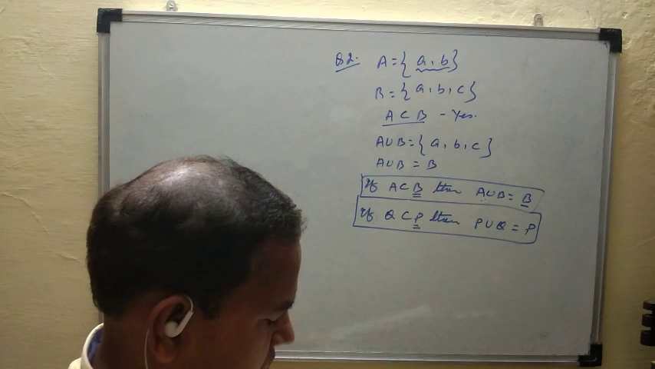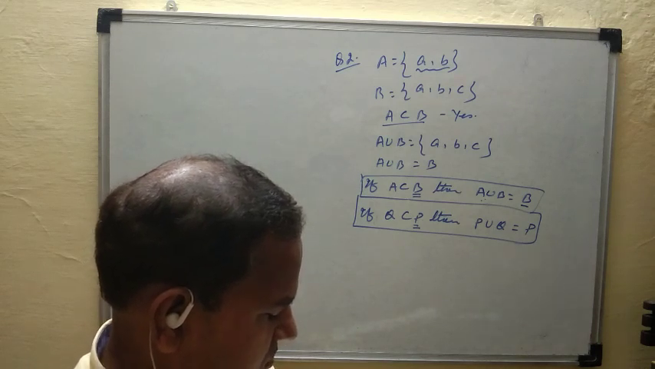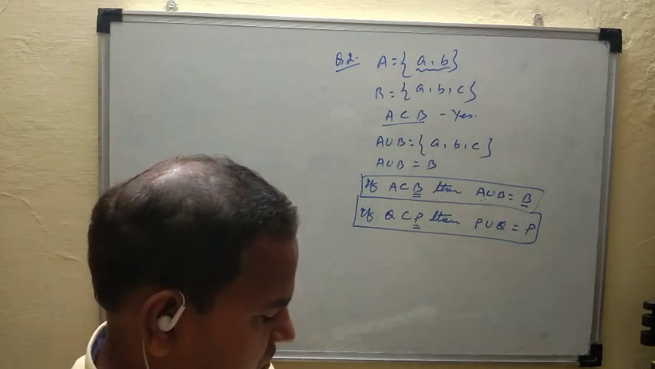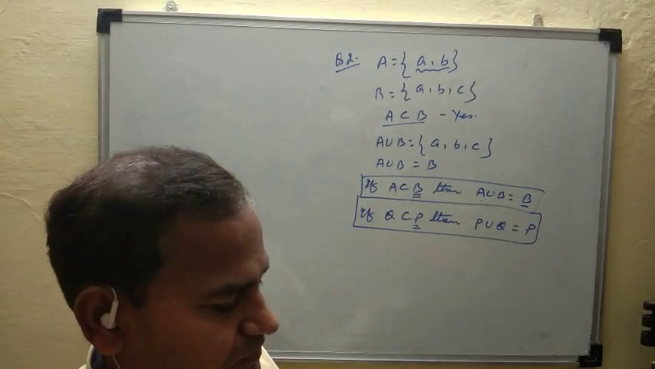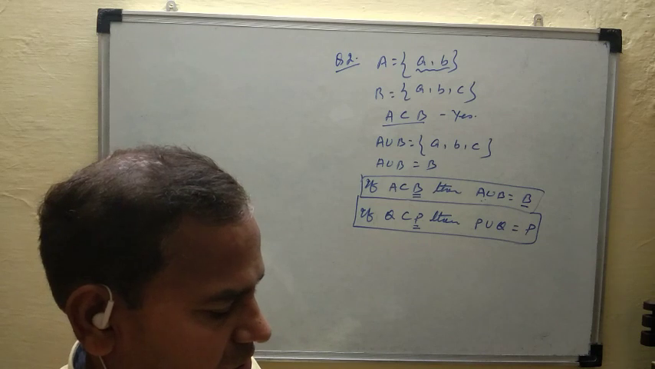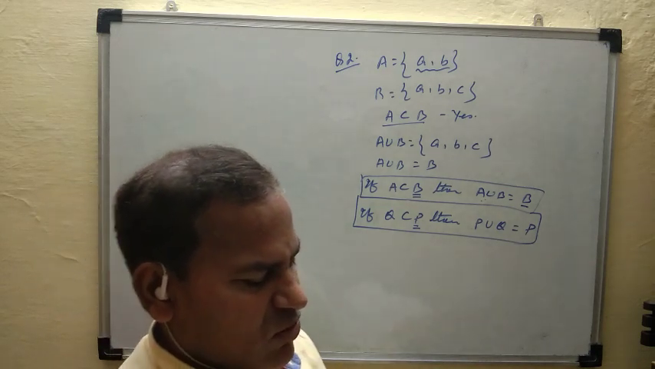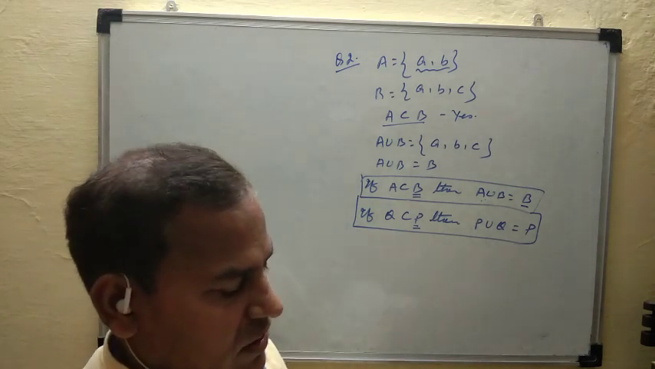Next, question number 3 and 4 are the same: A given, B given, C given, D given, then find A union B, A union C. All are easy, you can find the unions.